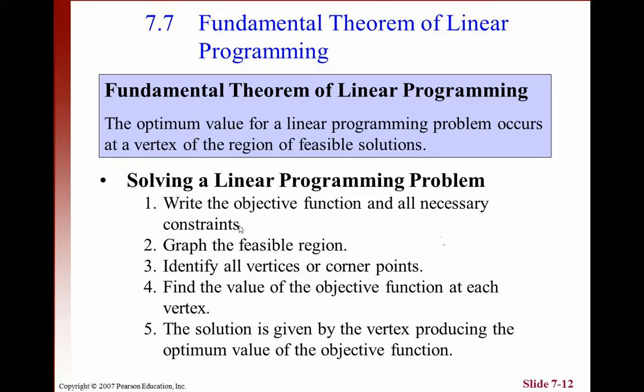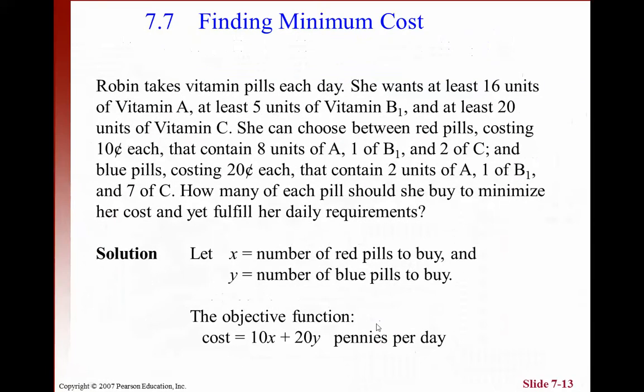Okay, so these are the steps to follow. Write the objectives down, graph the feasible region, identify all the vertices or the corner points, and then use those corner points as the values of your objective function, the one you're trying to maximize or minimize, or whatever the problem wants you to do. So the solution is going to be in one of those corners.